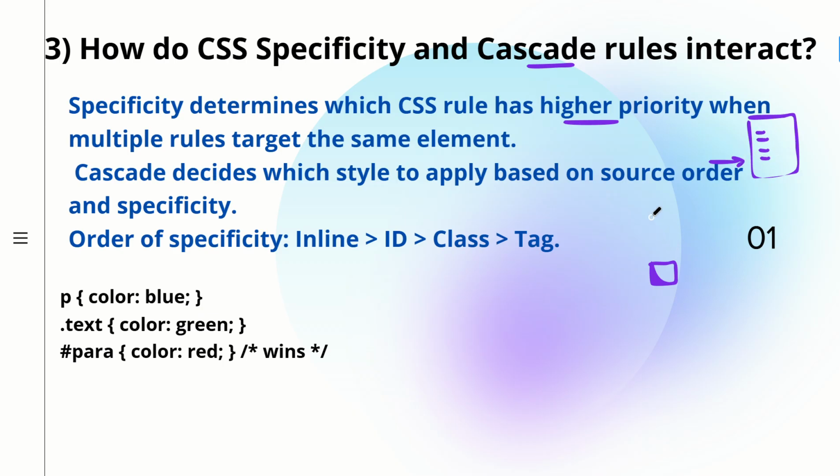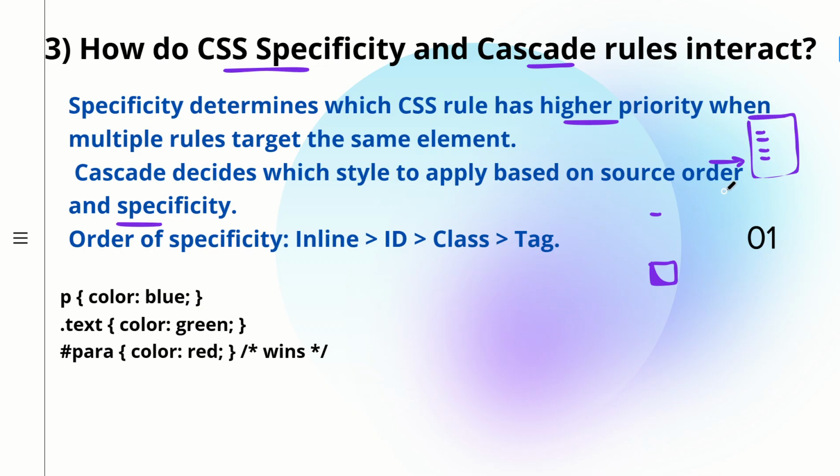Then we can also give inline styling, ID based styling, class based styling, or element based or tag based styling. So there are different CSS styling rules, but we should know how the cascading works, what the rules are, and which CSS property is given higher priority. That is called CSS specificity, and we should know what the priority is. And cascade decides which style to apply based on the source order and the specificity.